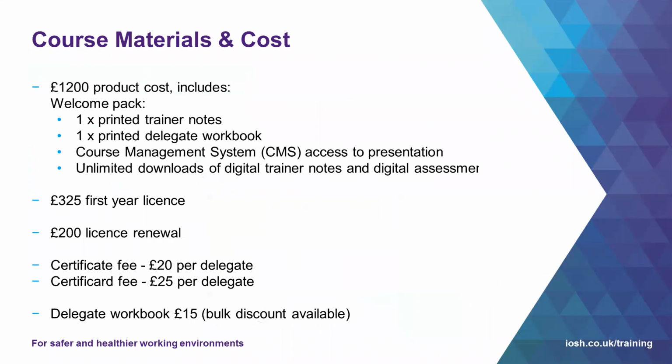If we come on to the course materials and the cost, the Managing Occupational Health and Wellbeing course is £1,200 for the product. That includes your welcome pack, which is the printed trainer notes, a printed Delegate workbook, access to the course management system, which if you have any of the other IOSH courses, Managing Safely or the Refresher, for example, they're all held on that same system, and unlimited downloads then of the trainer notes and digital assessments. So everything that you need to be able to run the course, aside from the workbook, is held on that course management system. The licence for the first year is £325, and subsequent years' licences are £200.